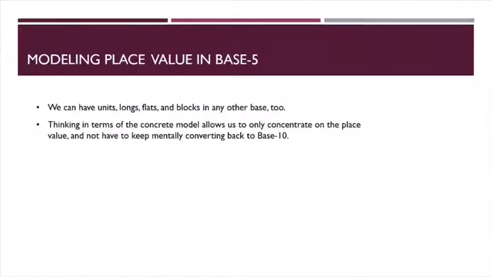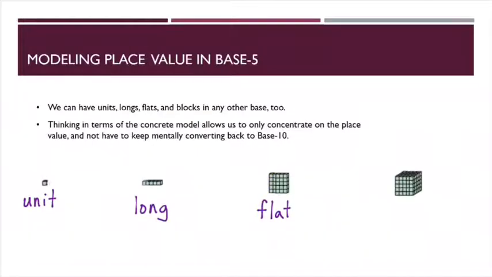So let's look at what the units, longs, flats, and blocks look like in base 5. So here's a unit. A unit is still just a unit. But now a long is not 10 blocks in a row. A long is 5 blocks in a row because we're in base 5. So this is a long. So a flat would be a square that's 5 units by 5 units. And then a block would be 5 flats. So you can see that that's going to be 5 by 5 by 5.